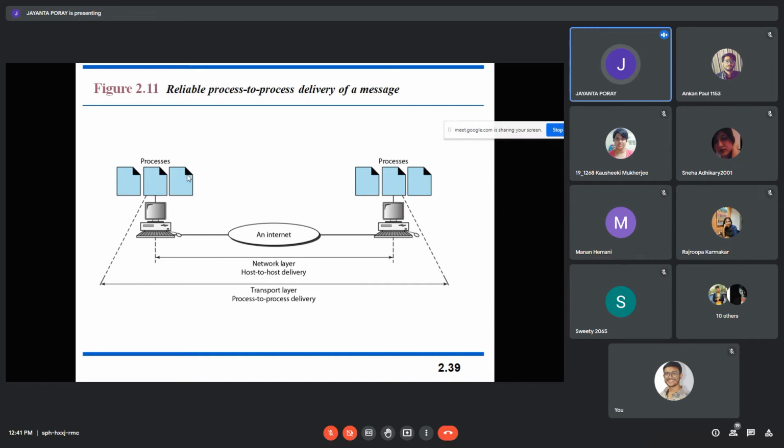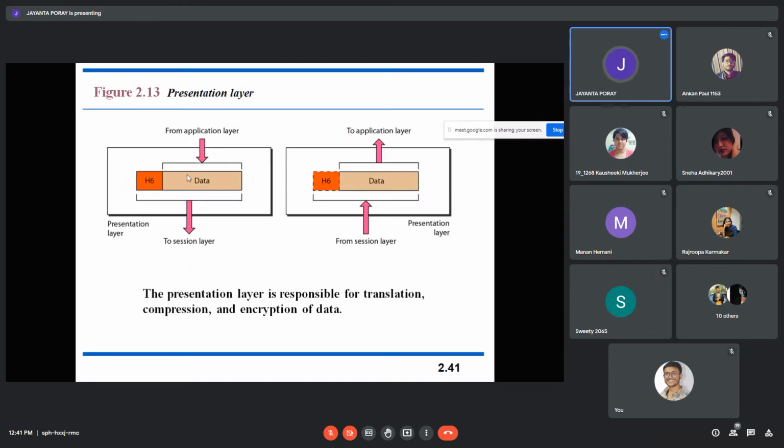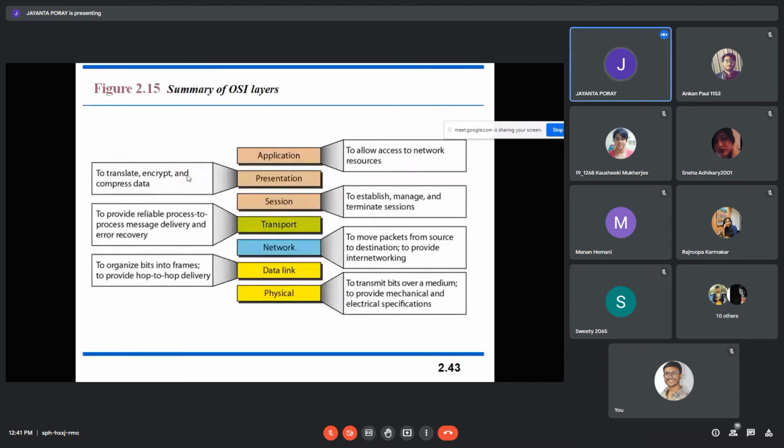Which protocols in TCP/IP facilitate this? Can anyone tell me, for the transport layer, which protocols are used? TCP and UDP. Okay, so TCP is the protocol that establishes these logical connections between the sender and the receiver. And the port number facilitates the process to process communication between the sender and the receiver.